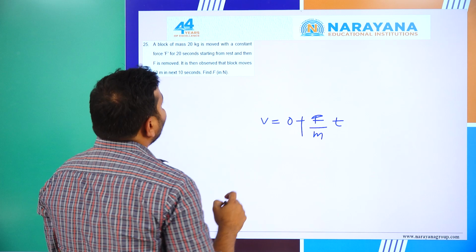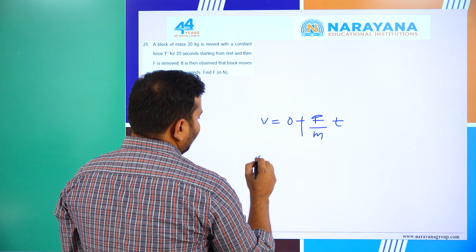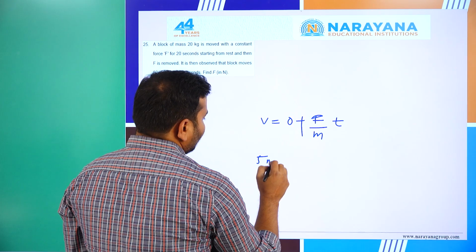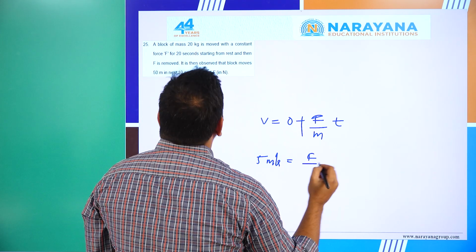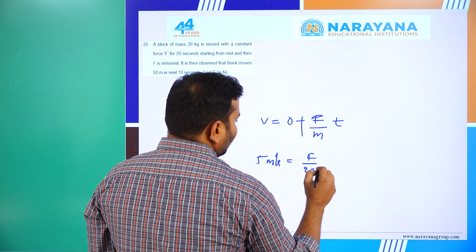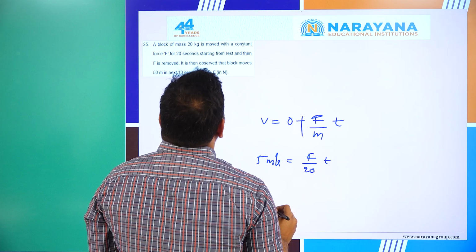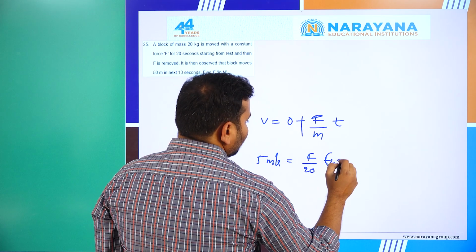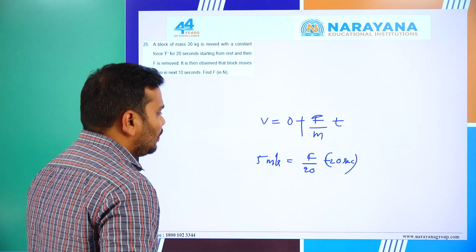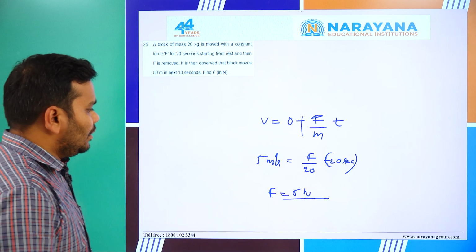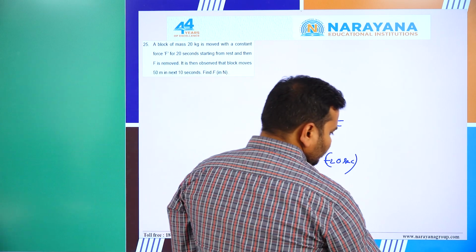Fine. So now this v value, as per the question, is 5 meter per second. So that is equal to F by mass, which they have given as 20 kg, into T. The T value is also how much? That is 20 seconds, right? So then the F value we get is 5 Newton. Fine, right? Next.